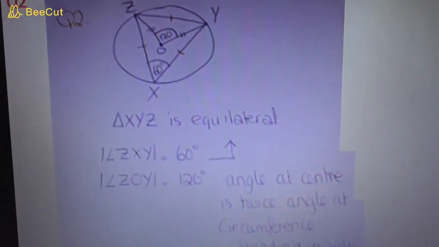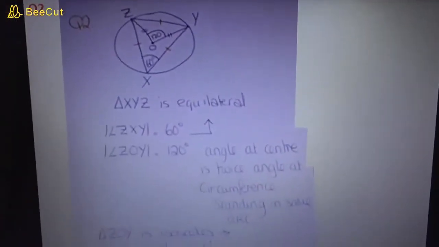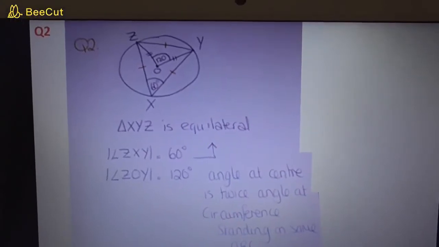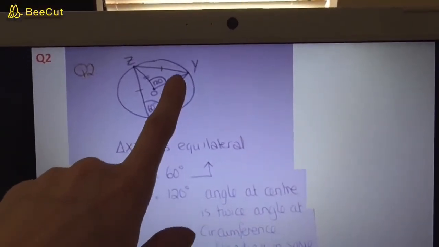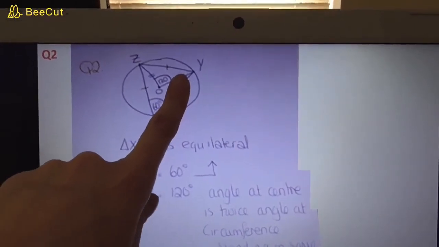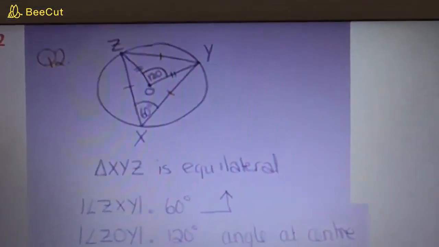So what did they tell us? Or what are we trying to find even? We're trying to find angle OYZ. So OYZ is this angle here. All right, I want to find that. So fill into your diagram what you know.